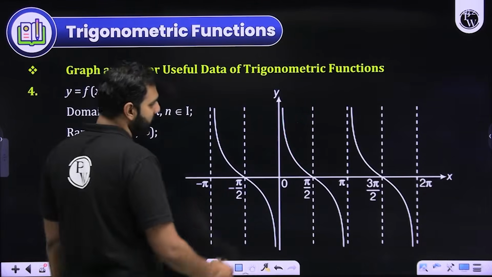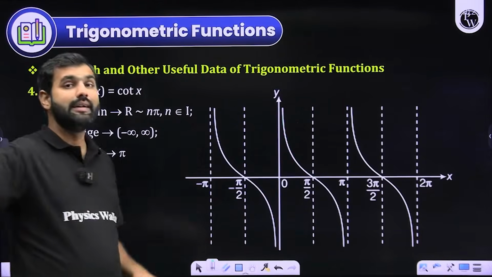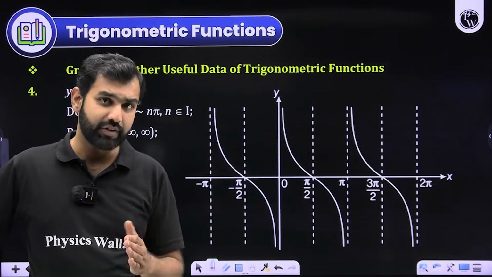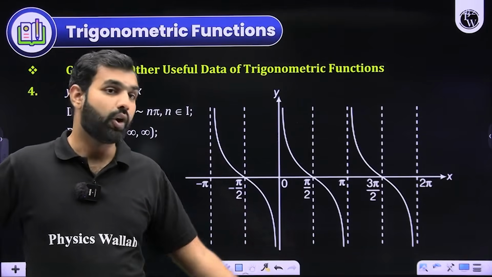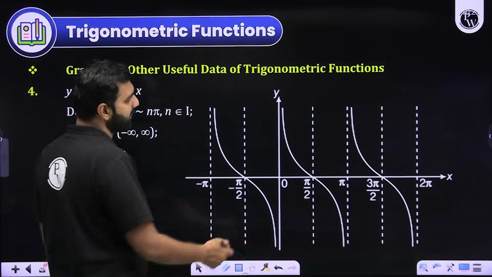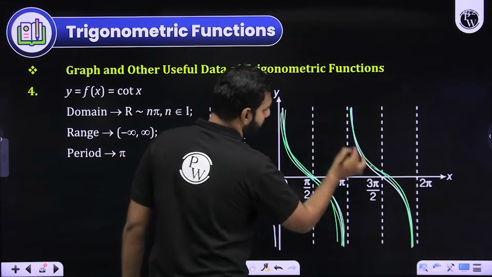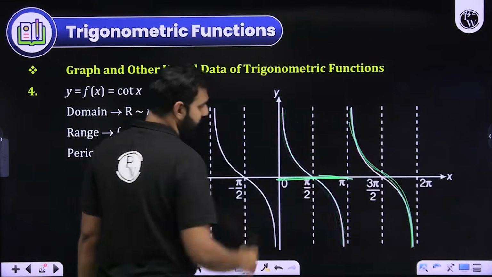Along with this, one more thing I forgot. tan x is a periodic function which has the period pi. Similarly, cot x is also a periodic function which has the period pi. You can see it here. This is clearly a periodic function with a period pi. Can you not notice it here?